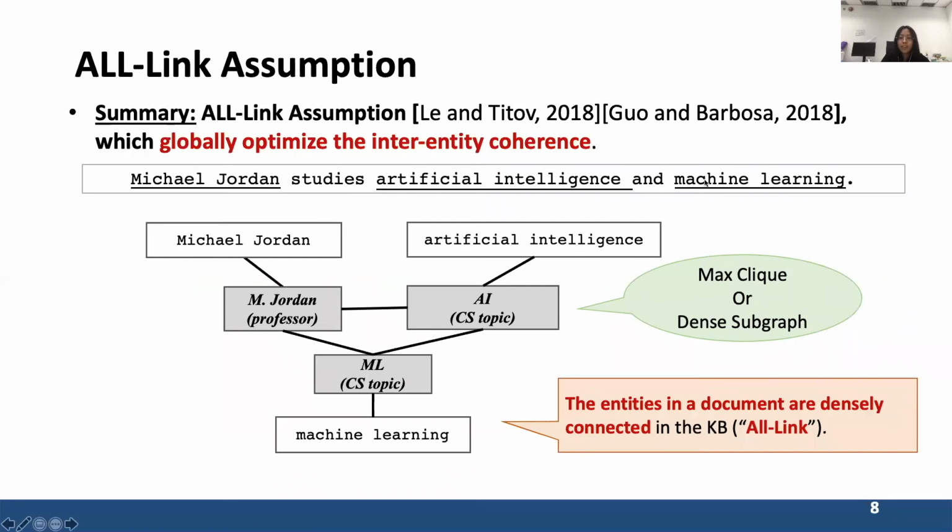Therefore, the all-link assumption is proposed by some of the existing techniques, which assume that all entities in the document are densely connected in the KB. These methods build a complete knowledge coherence graph among the entities, and then derive a max clique or dense subgraph to obtain the best set of entities that preserve the coherence. And we refer to these approaches as all-link. So take this document as an example, where the optimal candidate entities of Michael Jordan, artificial intelligence, and machine learning are connected to each other, which reflects the all-link assumption.